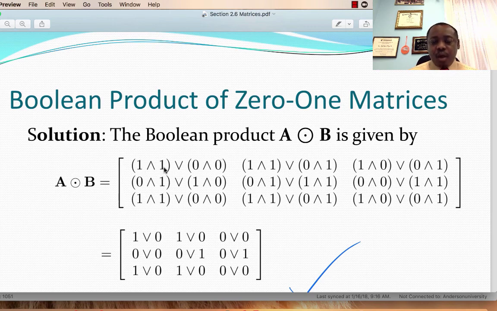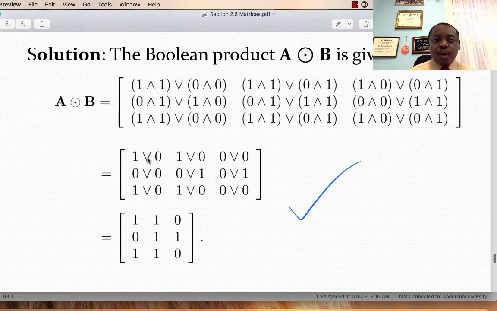The next step, 1 and 1 is 1, of course. 0 and 0, that is 0. And my next step would be I evaluate 1 or 0, which is a 1. And let me just pick this at random right here. 1 and 1 is a 1. Remember, and is 1 if and only if both are 1. Otherwise, it is 0. So that's going to be 1. Or 0 and 1, that's going to be 0 because it's only 1 if and only if both are 1. And or is always 1 except when both are 0, so that should give you a 1. And that gives us the Boolean product of A and B, known as A circle dot B.